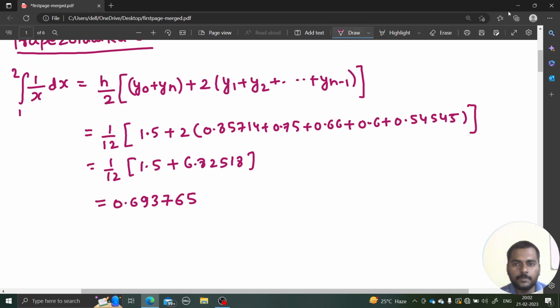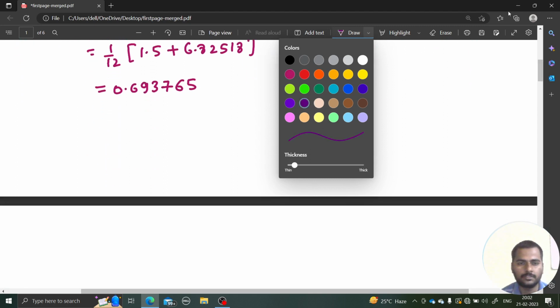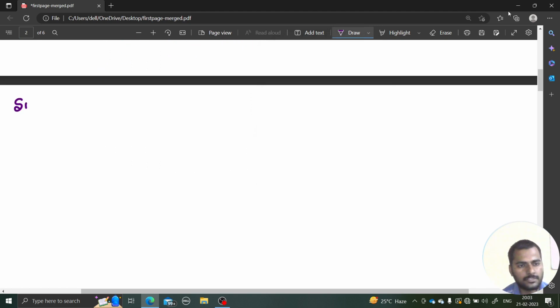So let's switch the colors. Now comes Simpson's rule. Let's do it on the next page. So Simpson's 1/3 rule.